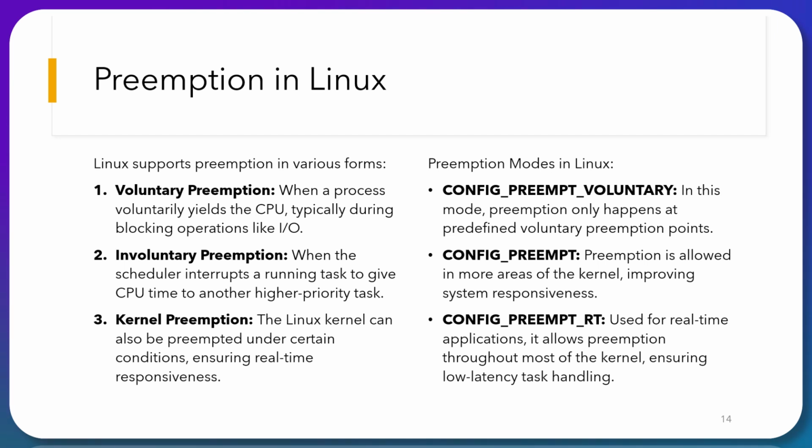The kernel can be compiled in different preemption modes. CONFIG_PREEMPT_VOLUNTARY: tasks yield only at certain safe points. CONFIG_PREEMPT enables more frequent preemption within the kernel for better responsiveness. CONFIG_PREEMPT_RT: with the real-time patch, the kernel can be preempted almost everywhere, making Linux suitable for real-time applications like telecom or robotics.